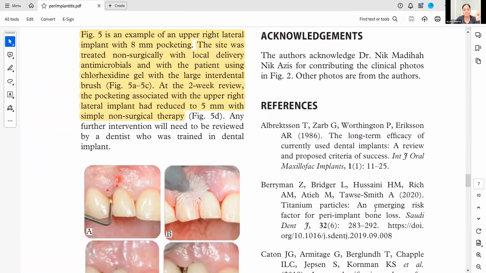Now this is an example of an 8 mm deep peri-implant situation. It was treated non-surgically with a local delivery antimicrobial. So if you get more than 5 mm but no bone loss, it will be treated with mechanical debridement, with an adjunct of systemic and local antibiotic involvement. Does that make sense?